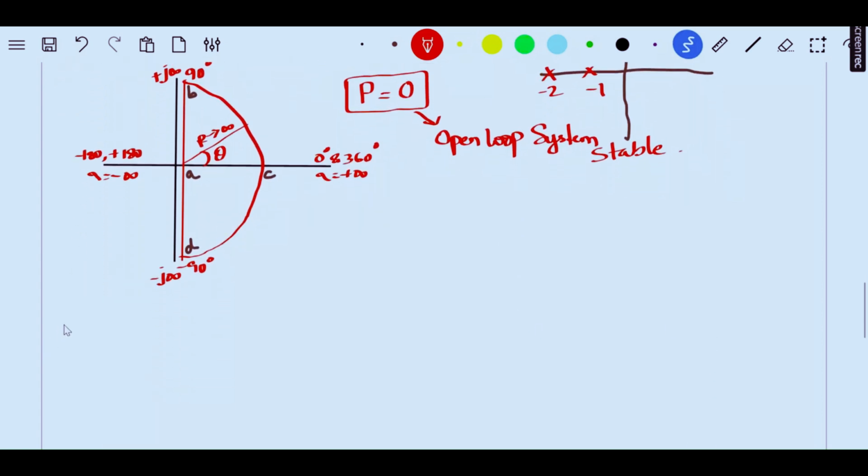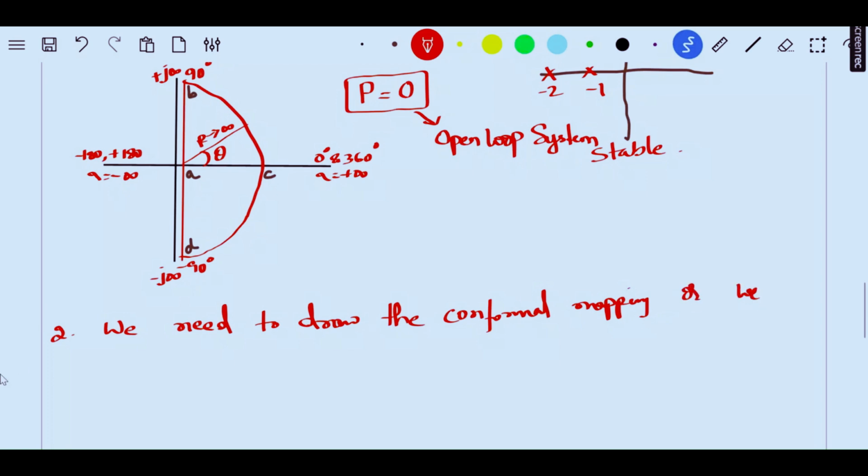The next step is we need to draw the conformal mapping, or we need to draw the contour. In this problem, the contour is A, B, C, D, and A.